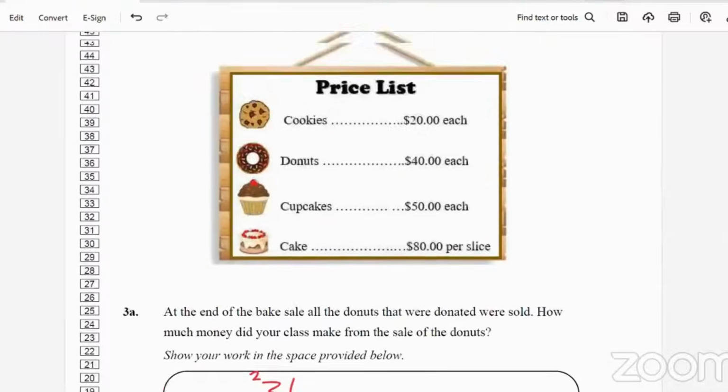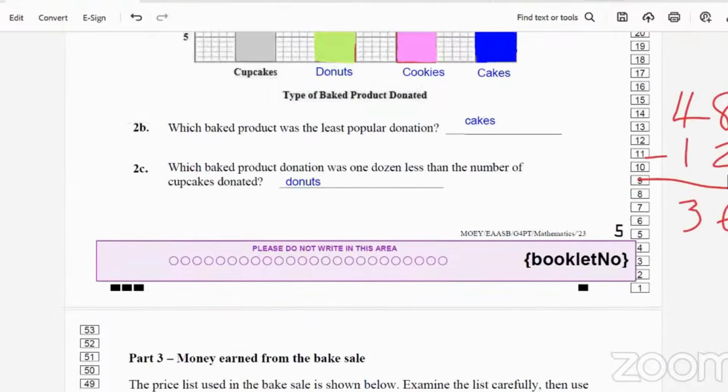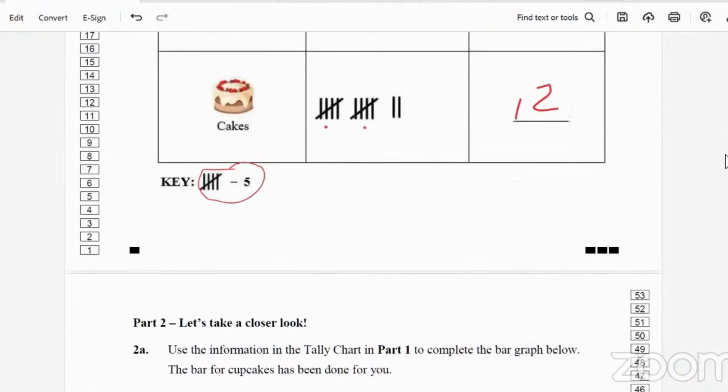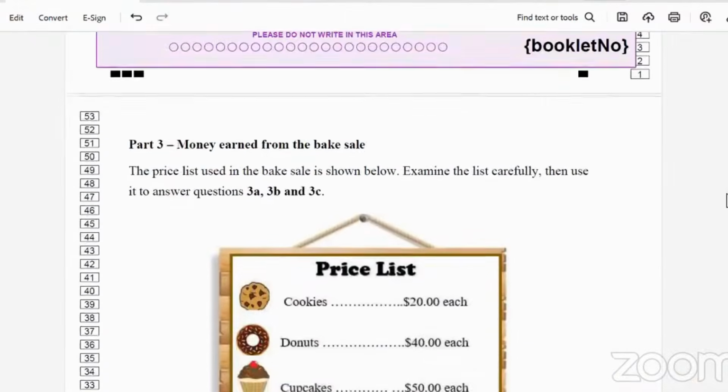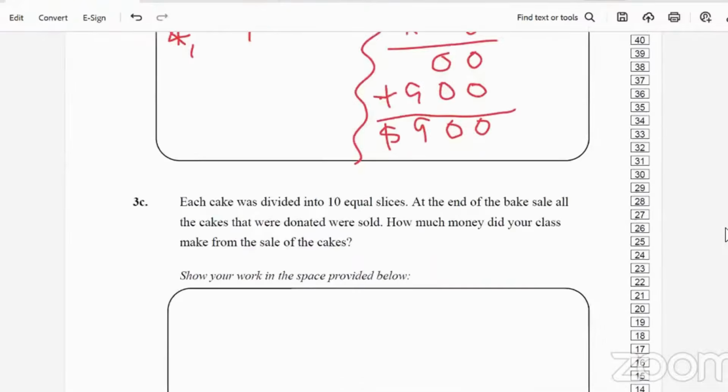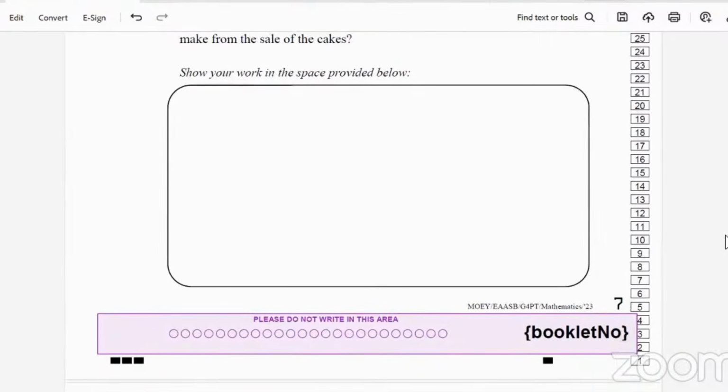All right, so how many cakes? We can go to the bar graph for that. There were 12 cakes. Let's go to the tally chart just to be sure. 12 cakes, and each cake is going to be cut up into 10 slices, and each slice is going to be sold for $80. So let's do our calculation. First we have 12 cakes, and we multiply that by 10, since each of those 12 cakes will be cut into 10 slices.